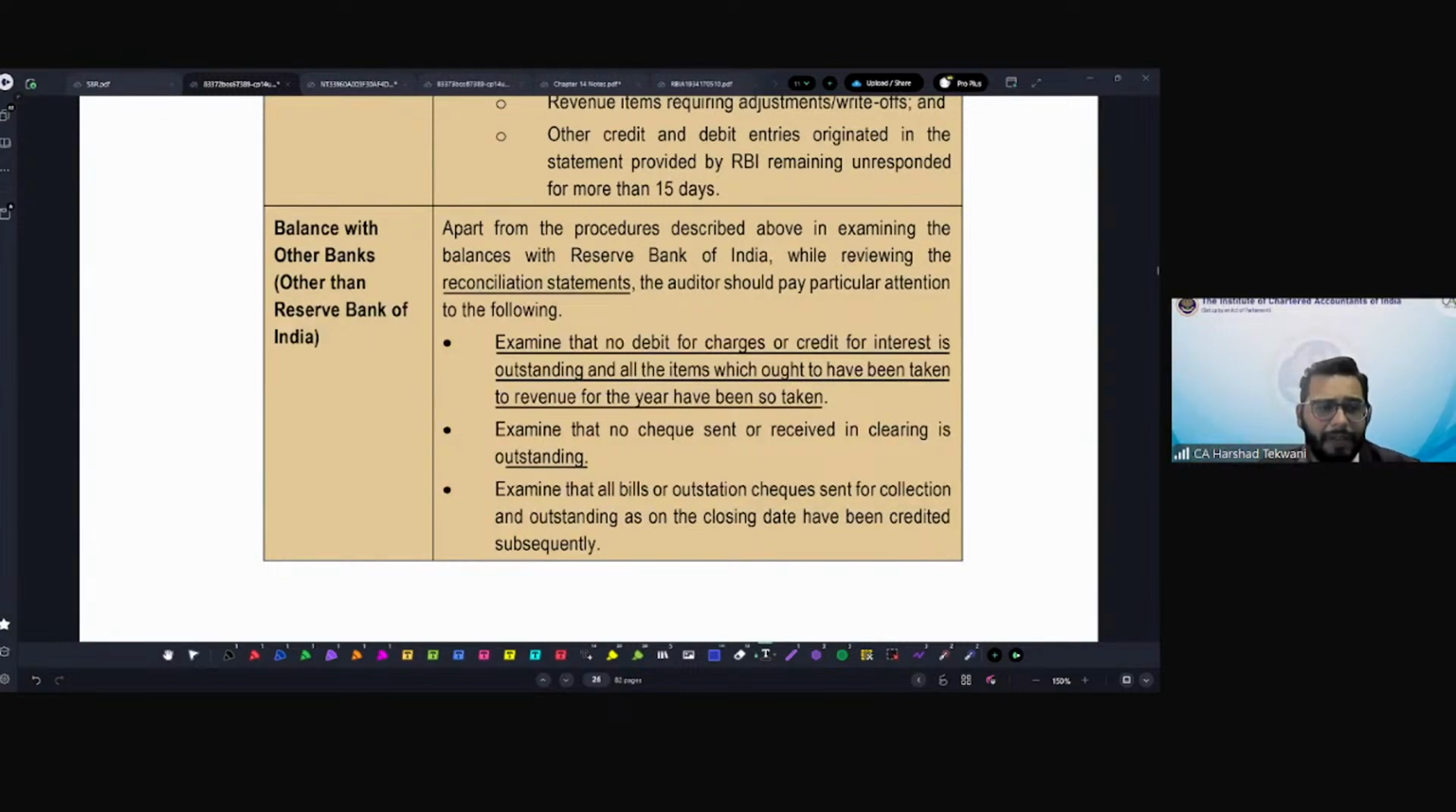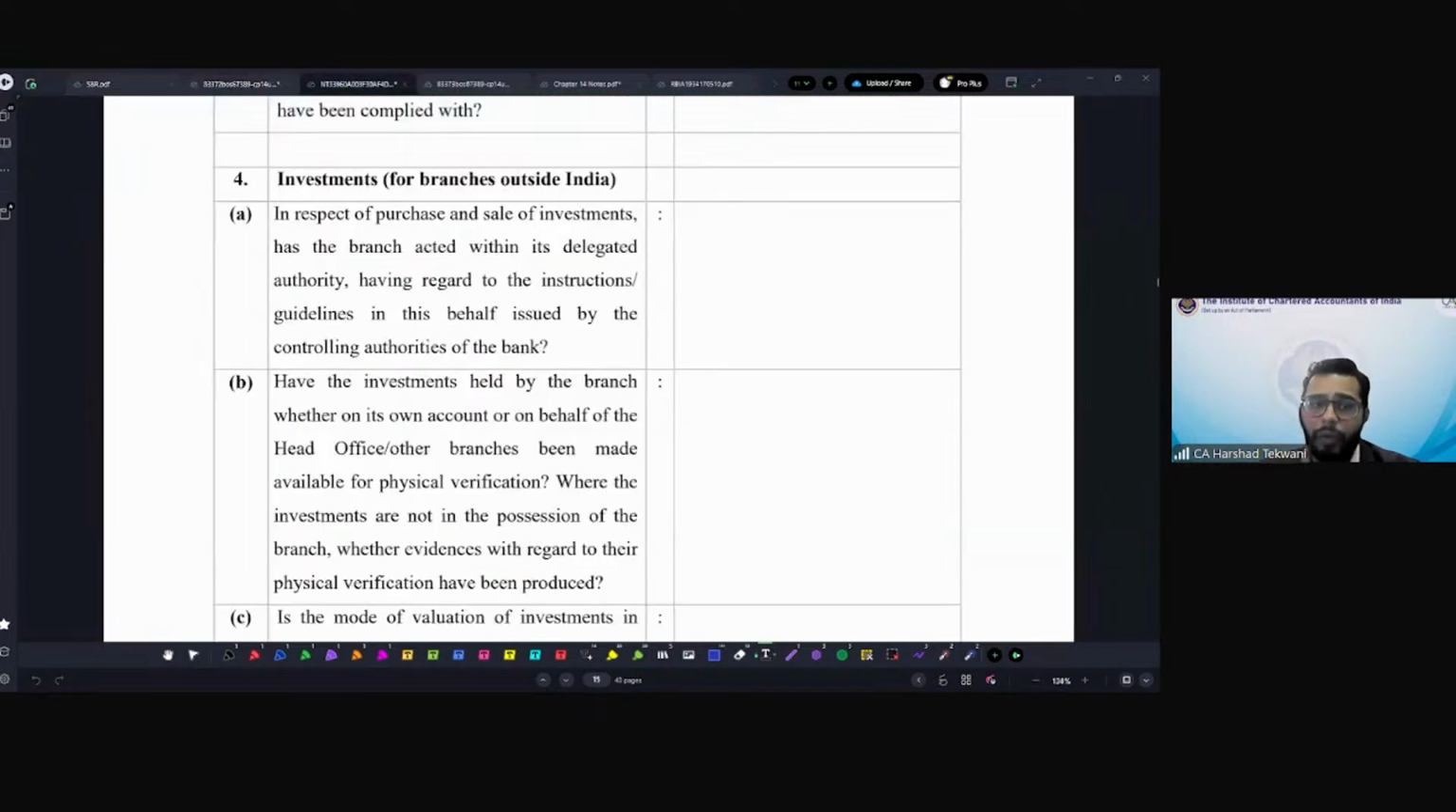So that was basically with respect to the balances with other banks. Then there is one specific area that I want to discuss, which is investments. Again, a very, very critical area, because investments are very critical when it comes to a bank: where the funds are going, where the funds are being utilized, and how the valuation is done for the banks. And over there, you have prudential norms also for the valuation of investments.